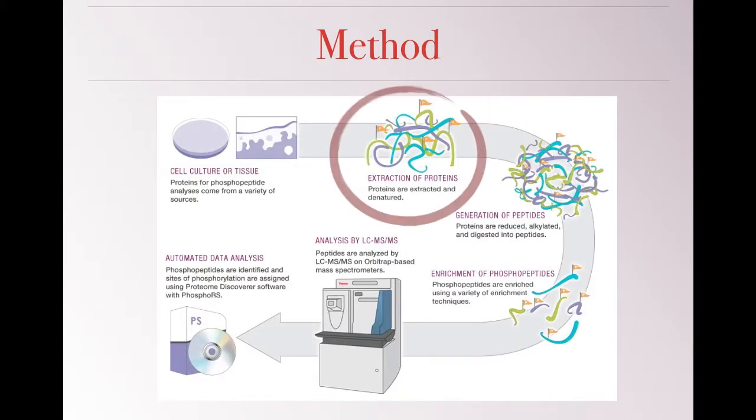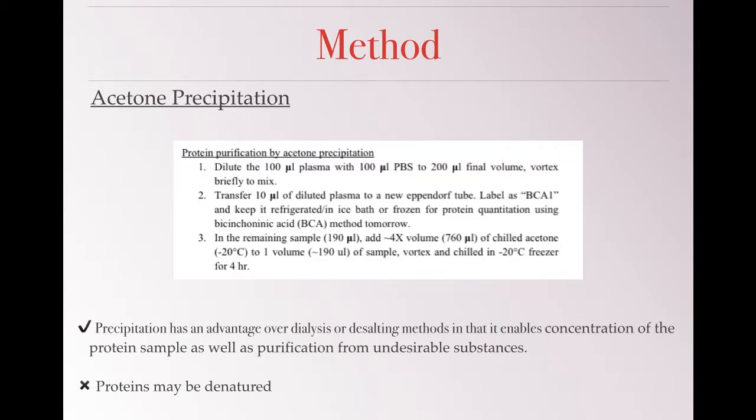The proteins now have to be extracted from the cell culture to be denatured for analysis. Cells are lysed and protein is purified through acetone precipitation. Precipitation has an advantage over dialysis or desalting methods as it enables concentration of the protein sample as well as purification from undesirable substances. One disadvantage of protein precipitation is that the proteins may be denatured.